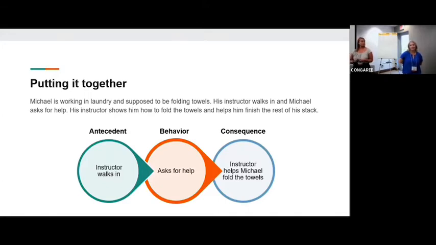Yeah, and that can be hard for us as teachers, because it's like, I don't want to help him. I want him to do it by himself. I know he can do it. But in the moment, asking for help is way better than him throwing those towels. We will work toward him being more independent or doing more, but in the moment, this is better.